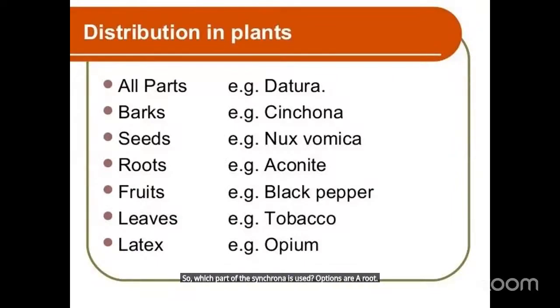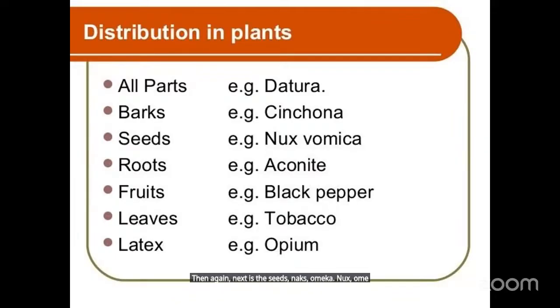B, fruit, C, leaves, and D, bark. So your correct answer is bark. So which type of bark occurs in the cinchona? There is a cassia bark. Then again, next is the seeds, nux vomica.